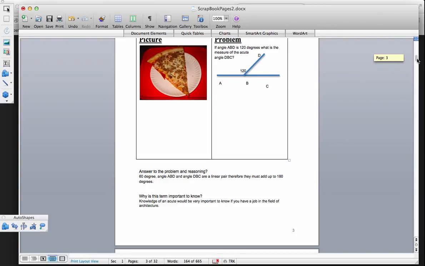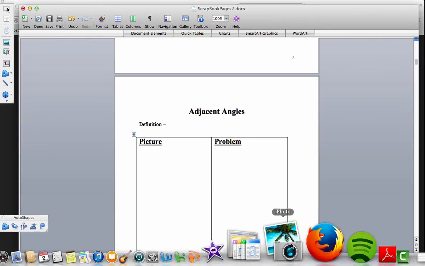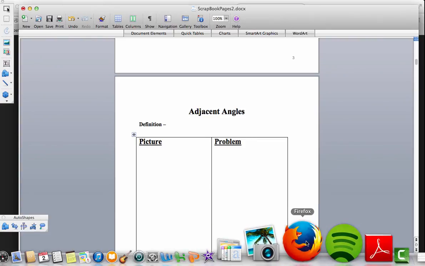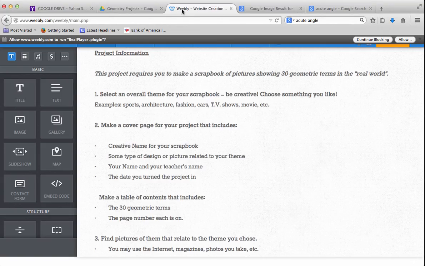Now you would continue on, go to the next one, adjacent angles, and do the same thing. You figure out something that had to do with your theme, so the theme we were going with was food, something that had to do with adjacent angles, and also tied into the theme of food. And then make a problem, and continue on with that. And that's pretty much what you're doing in your scrapbook. So once you have gotten that, you can look at what I'm going for on here. There's 30 of them in all that you're doing.